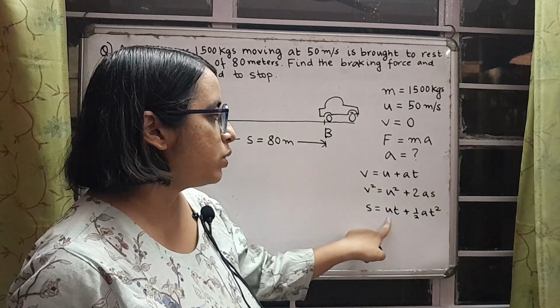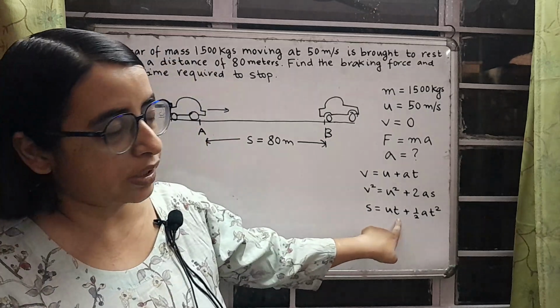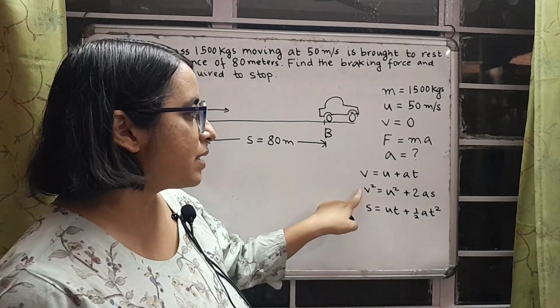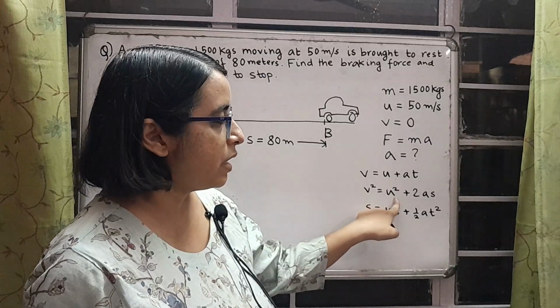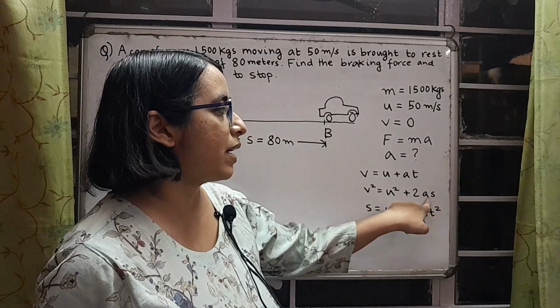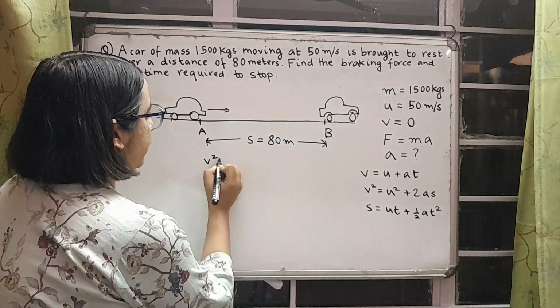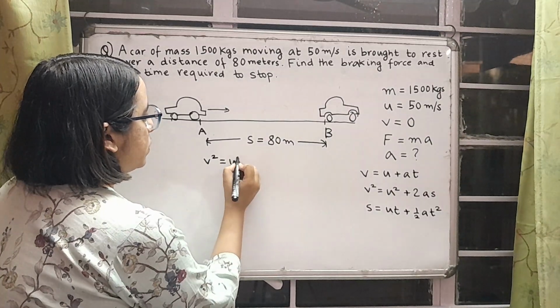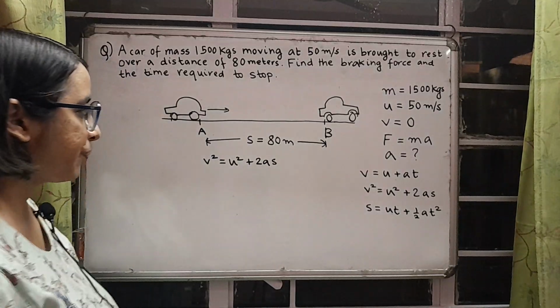Yes. Do I know u? Yes. Do I know t? No, this is not going to work either. Now let's look at this. Do I know v? Yes. Do I know u? Yes. Do I know s? Yes. So I can find out a. So let's use this equation. I can write v squared equal to u squared plus 2as.